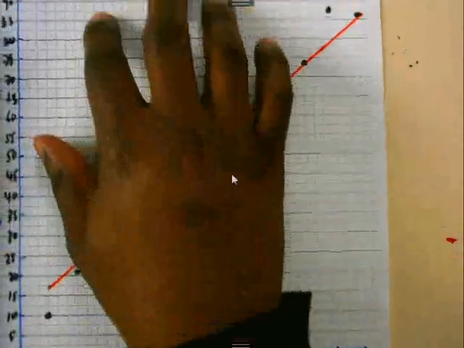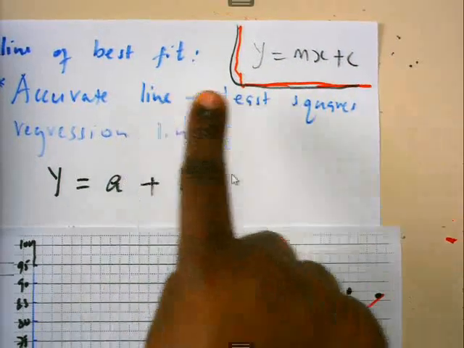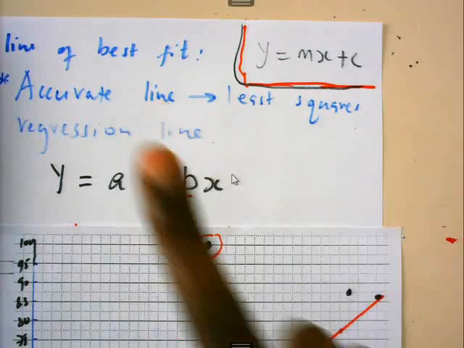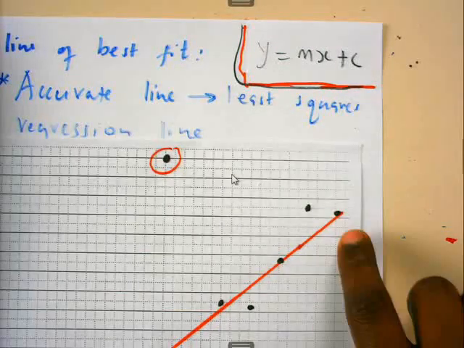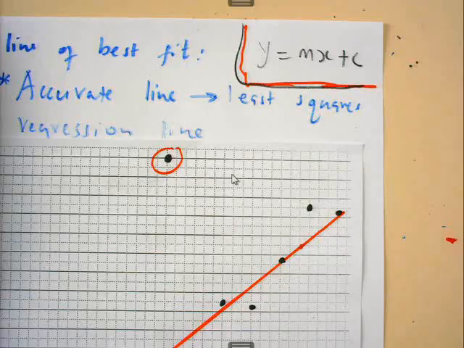Remember we said, what did we say about this line? We said this line is a very accurate line. It's called the least squares regression line. Accurate because we can now use this line to predict the future. We can use this line to predict the future.